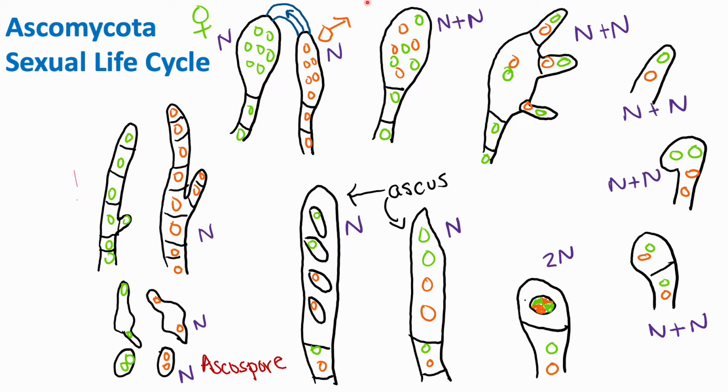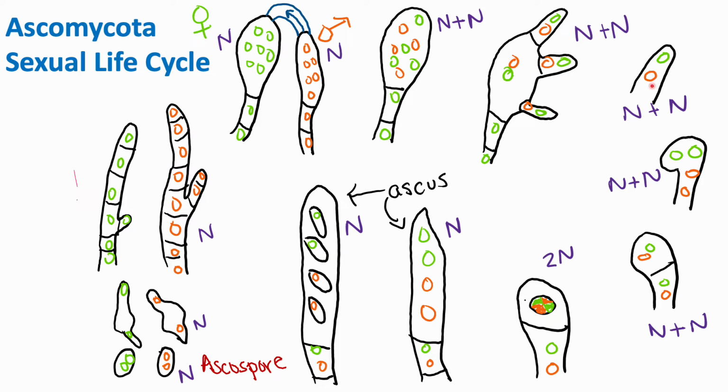Now, what does ascogenous mean? We can break down this term once again. Asco simply means sac, and genus, well, genus is generate or to create. So we are going to create these sac-like hyphae, and we'll get into that in a minute. But basically, we get the nuclei pairing, so we can see green and orange, and they're pushing towards this edge over here.